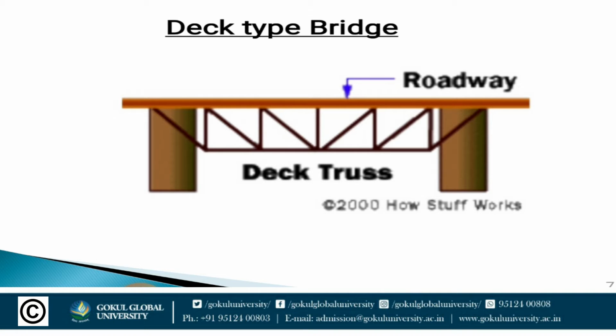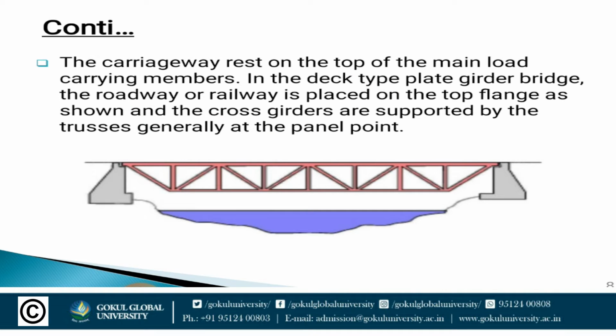First, deck type bridge. In the deck type bridge, we can see the truss girder is below the roadway, so it is very useful in construction. The carriageway rests on the top of the main load carrying member. In the deck type plate girder bridge, the roadway or railway is placed on the flange as shown. The cross girders are supported by the truss, generally at the panel point.